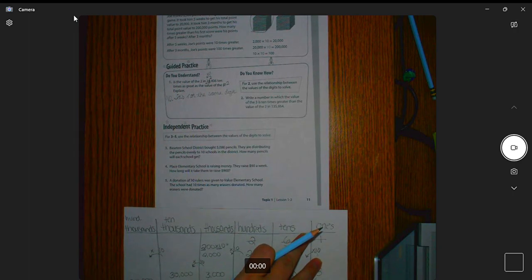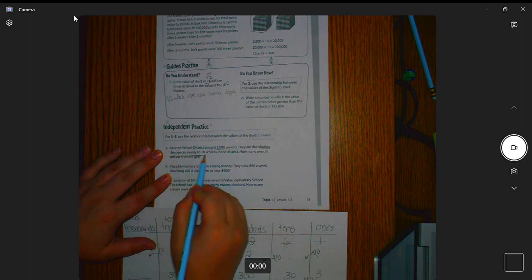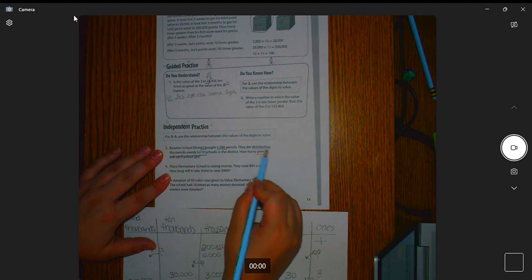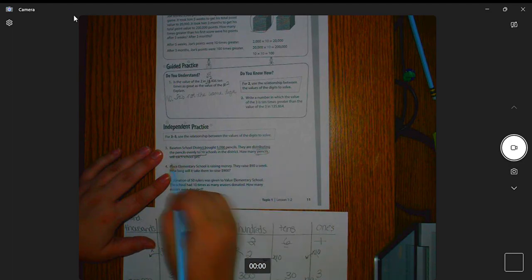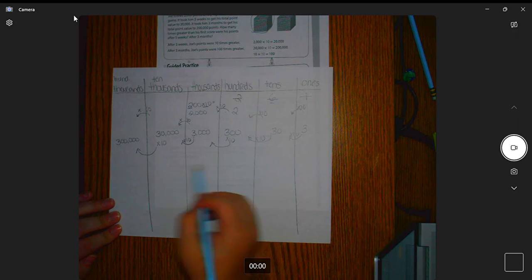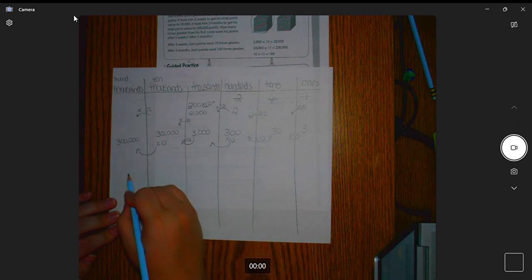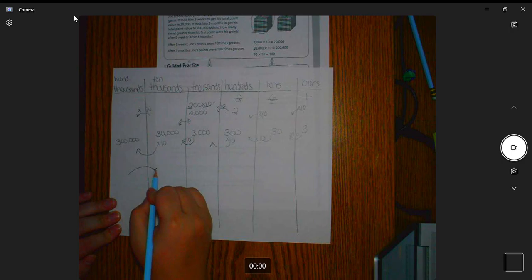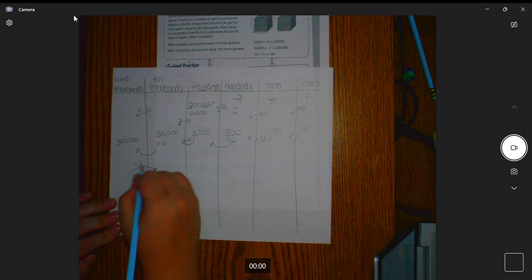Let's look at some independent work. Bastion School District bought 5,000 pencils, and they're going to distribute this evenly to 10 schools. How many pencils, and I'm circling my unit, will each school get? Well, let's look at my chart. If each jump forward is times 10, then each jump backward would be dividing by 10.